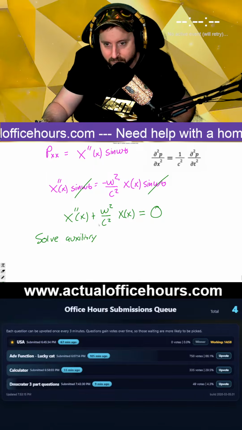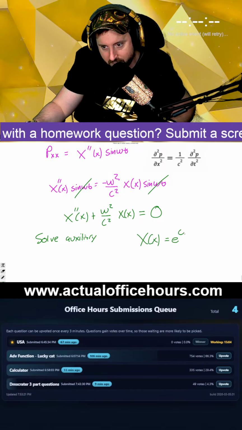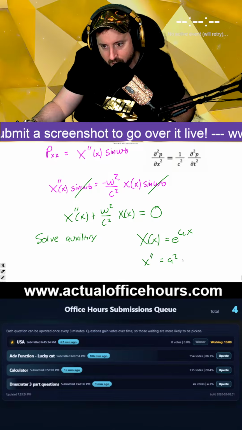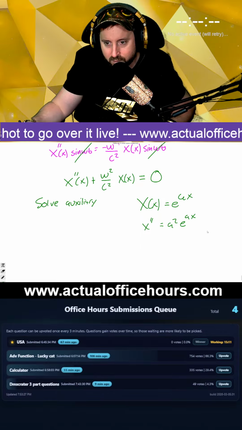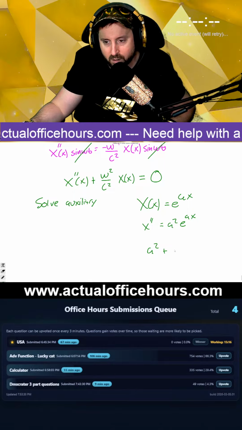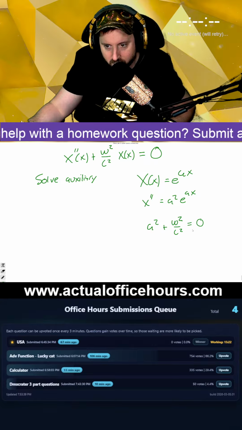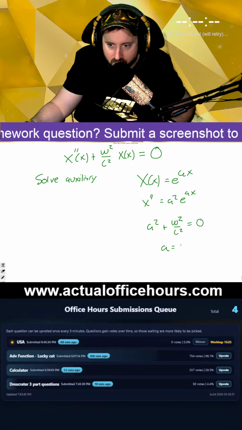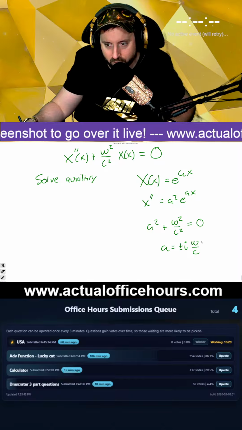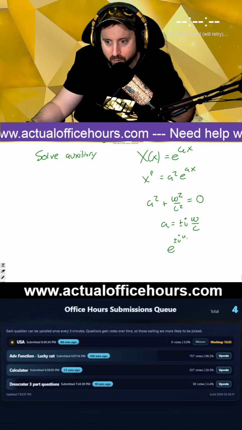Because what happens here is we say X of x is just equal to e to the ax, whatever. So x double prime is equal to a squared e to the ax. Then I have a squared plus omega squared over c squared is equal to 0. So then a is equal to plus or minus i omega over c. We move that over, take the square root. So then you get e to the plus or minus i omega over c.